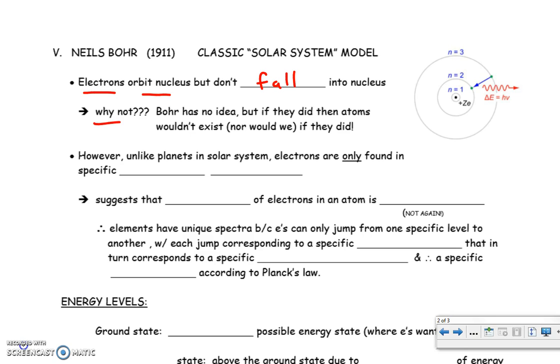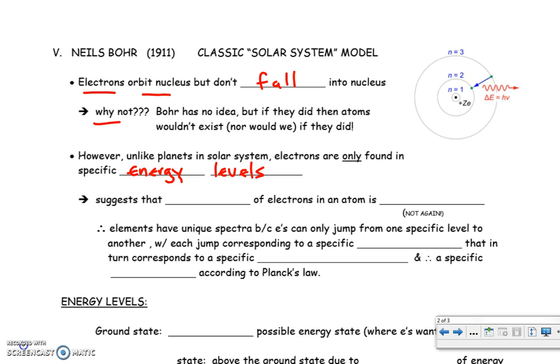Okay, so he did make one major statement about those orbits that is very, very different than planets around a solar system. And this is actually the key. Again, he didn't know why, but it worked. He says, unlike the solar system, electrons are only found in specific energy levels. That should be a familiar concept from chemistry. Now we're going to look at that in more detail.